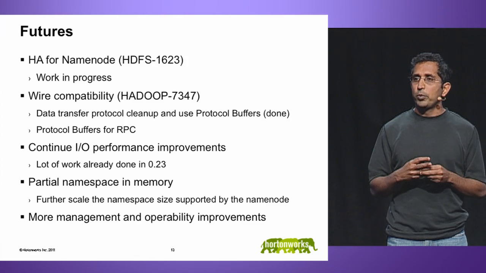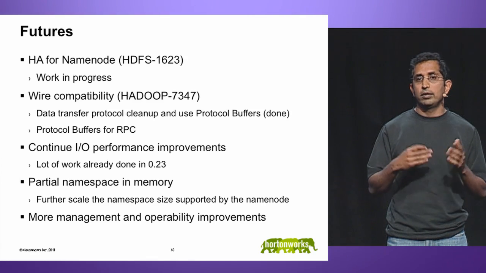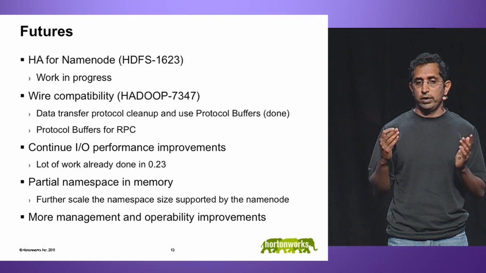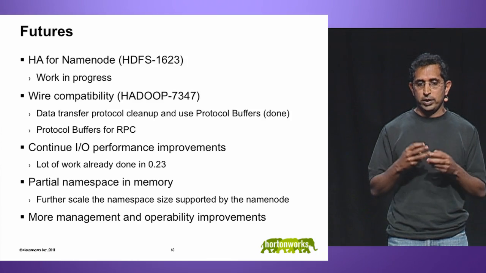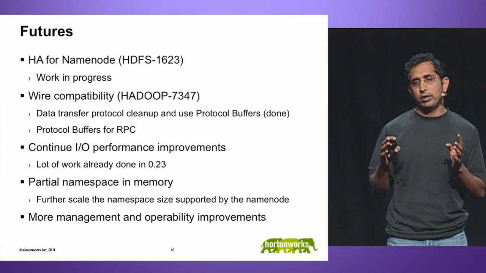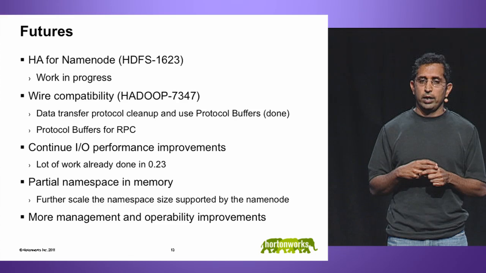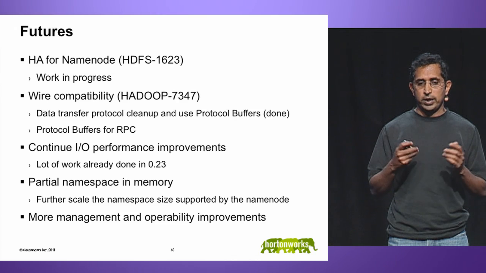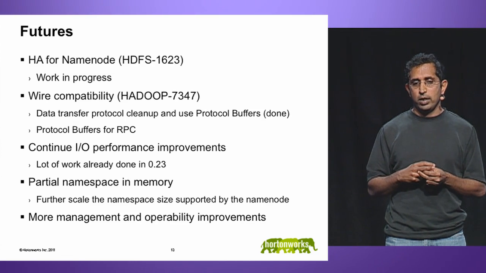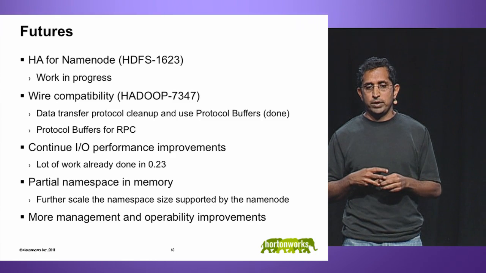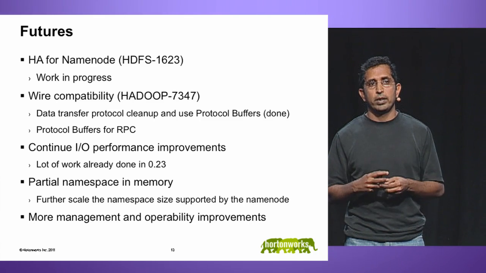The I/O performance improvement is something that's ongoing, and I see the community rallying behind Hadoop here and making a lot of changes and improvements. We are also considering, and now I'm coming to things that we are sort of thinking about, having a partial namespace in memory instead of storing the entire namespace on the name node in memory, to further scale. And then we are also constantly making more management and operability improvements.